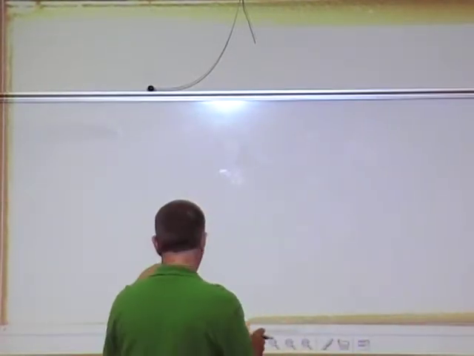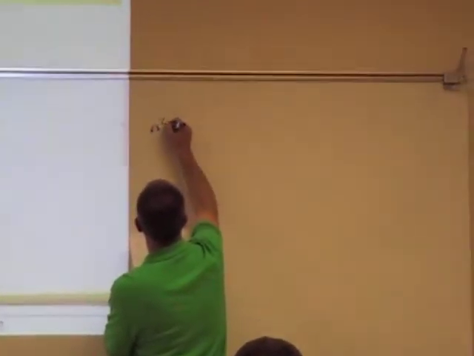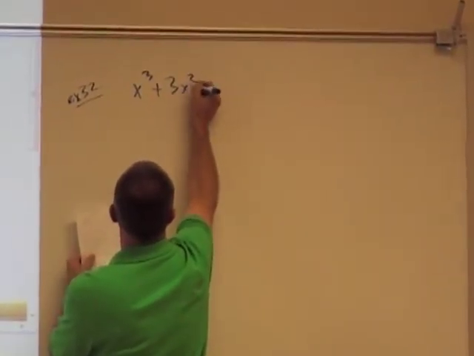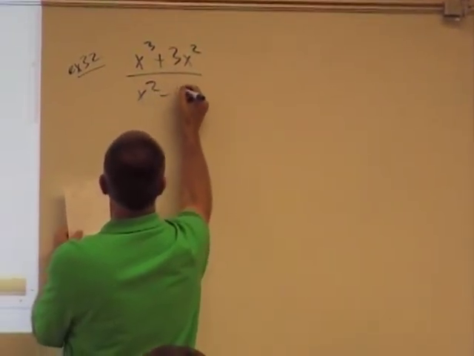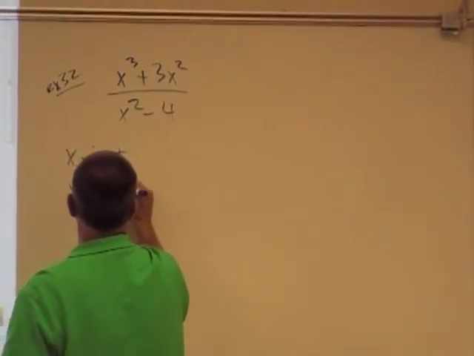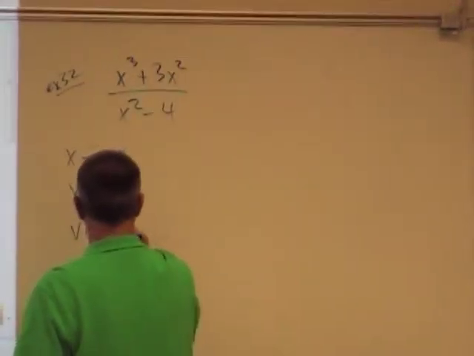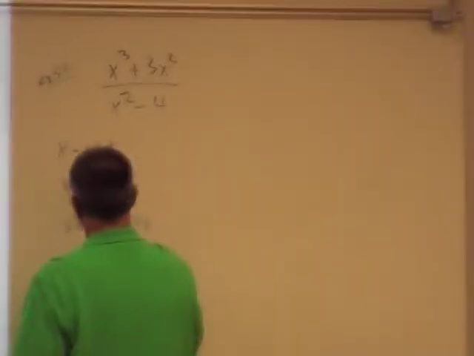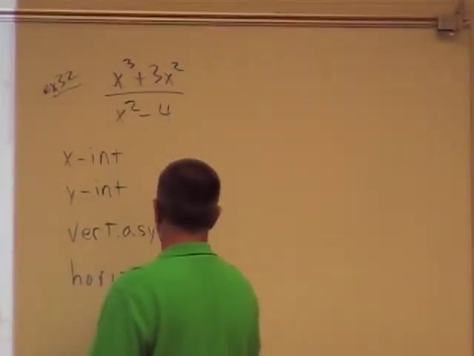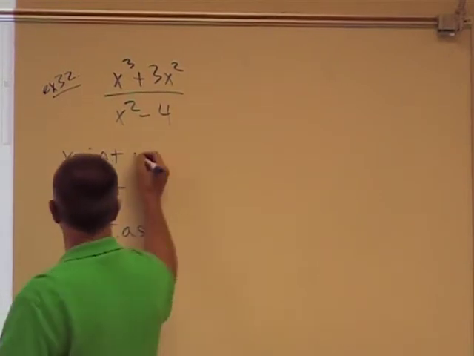All right, I'll put it over here so Vito can see. Let's do example 32. x cubed plus 3x squared all over x squared minus 4. Start and find the x-intercept, the y-intercept, the vertical asymptote, and the horizontal asymptote, and I'll help you with that.